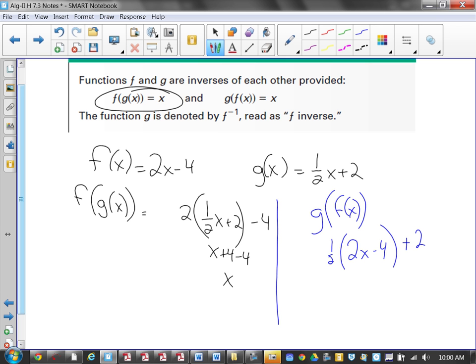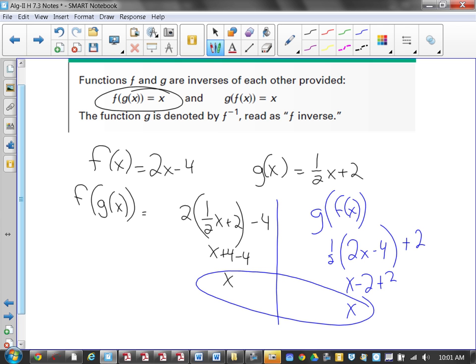So, what's half of 2? 1. What's half of 4? 2. So I have x minus 2 plus 2, which is x. That means, yes, sir? If you got both equations to be 2x, would that be inverse, or is it just? It has to be just x. That's by rule. It has to simplify out to equal x. So what happens here is that means these two equations are inverses of one another.